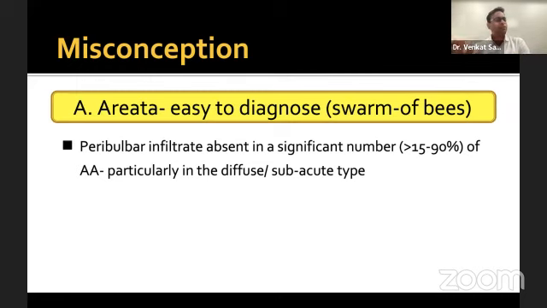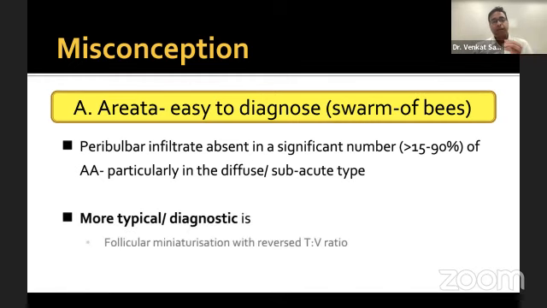Typically when we are reading dermatology textbooks, the swarm of bees appearance is the classical question, and if you don't know it, you fail. And here I'm seeing alopecia areata. It's a typical clinical case of alopecia areata, but I'm not seeing the swarm of bees. It's only seen in less than 15% of cases, according to some reports. A more typical diagnostic is follicular miniaturization with a reverse terminal to vellus ratio and a catagen-telogen shift of more than 50%. That is more typical, actually. So it's funny, isn't it? We learn a lot of things, and then we need to unlearn a lot of things again.